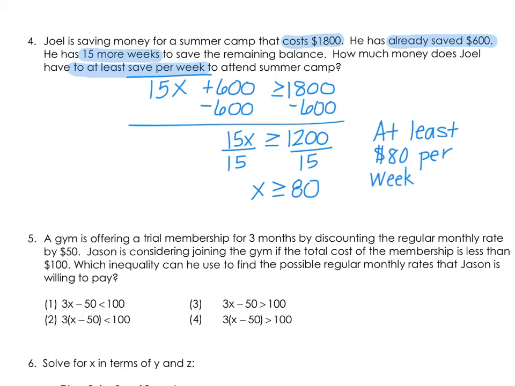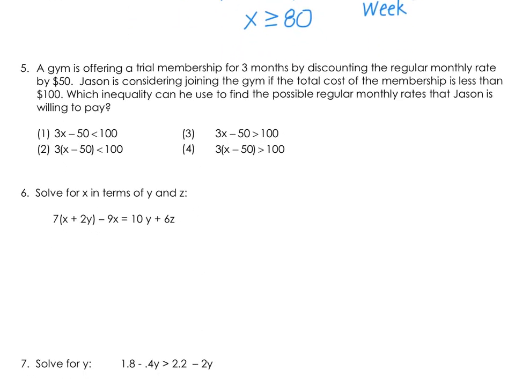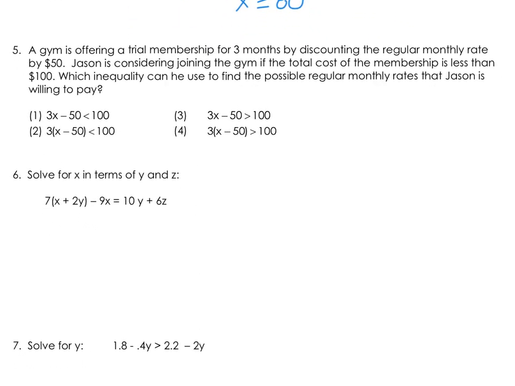The next question says, a gym is offering a trial membership for 3 months by discounting the regular monthly rate by $50. Jason is considering joining the gym if the total cost is less than $100. Which inequality can he use to find the possible regular monthly rates that Jason is willing to pay? So the gym is offering for 3 months, discounting it by $50, considering joining if the total cost is less than $100. So which one will help us figure that out?